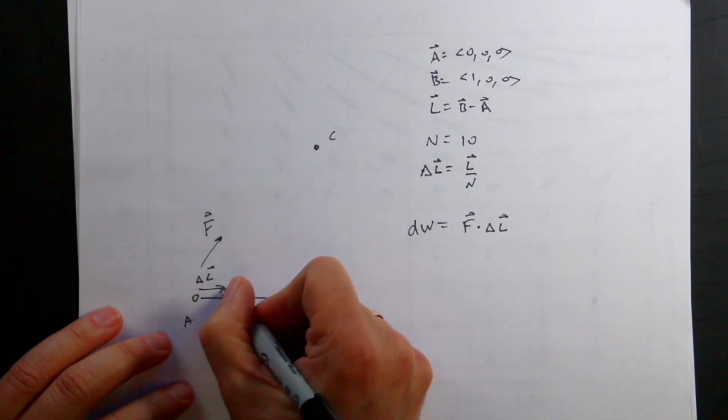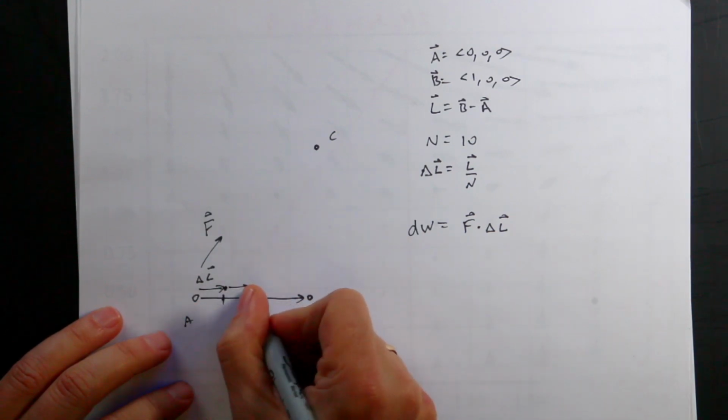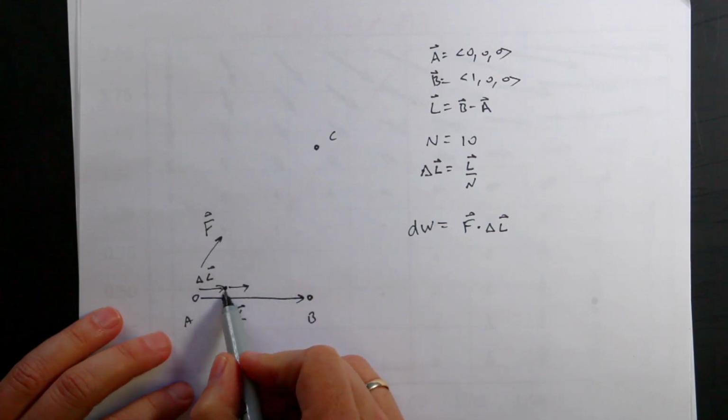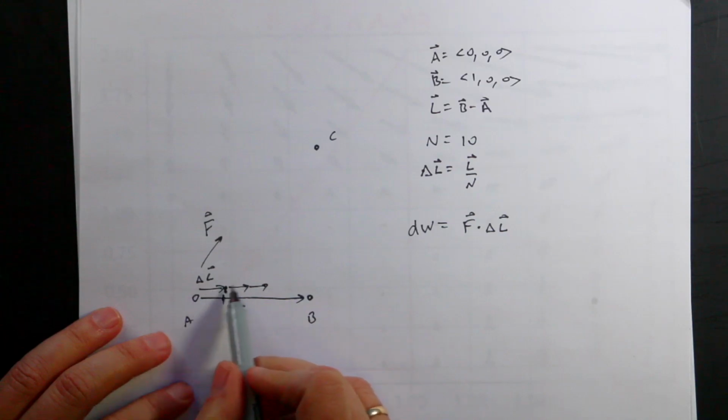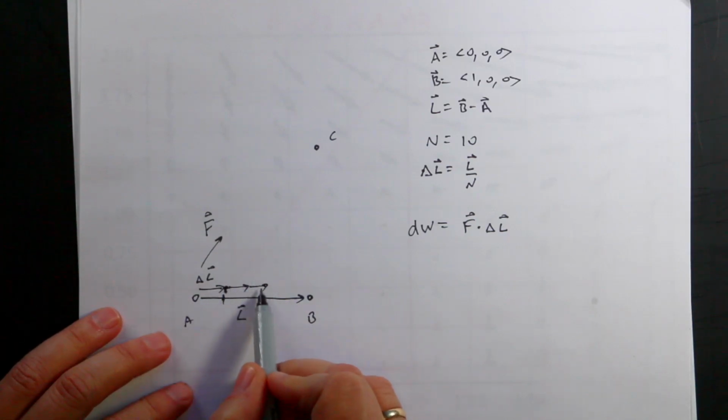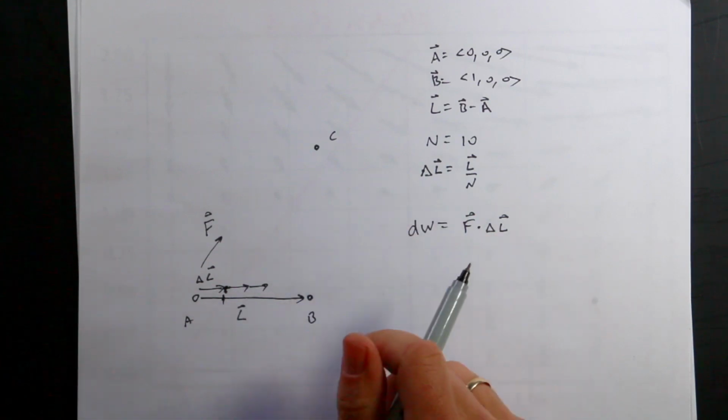And then I can move along to right there and do it again for the next delta L, where I have to recalculate the force. And then I'll do it again, recalculate the force. So over each of these little delta L's, the force at the beginning is assumed to be the force over the whole thing, which is not true.